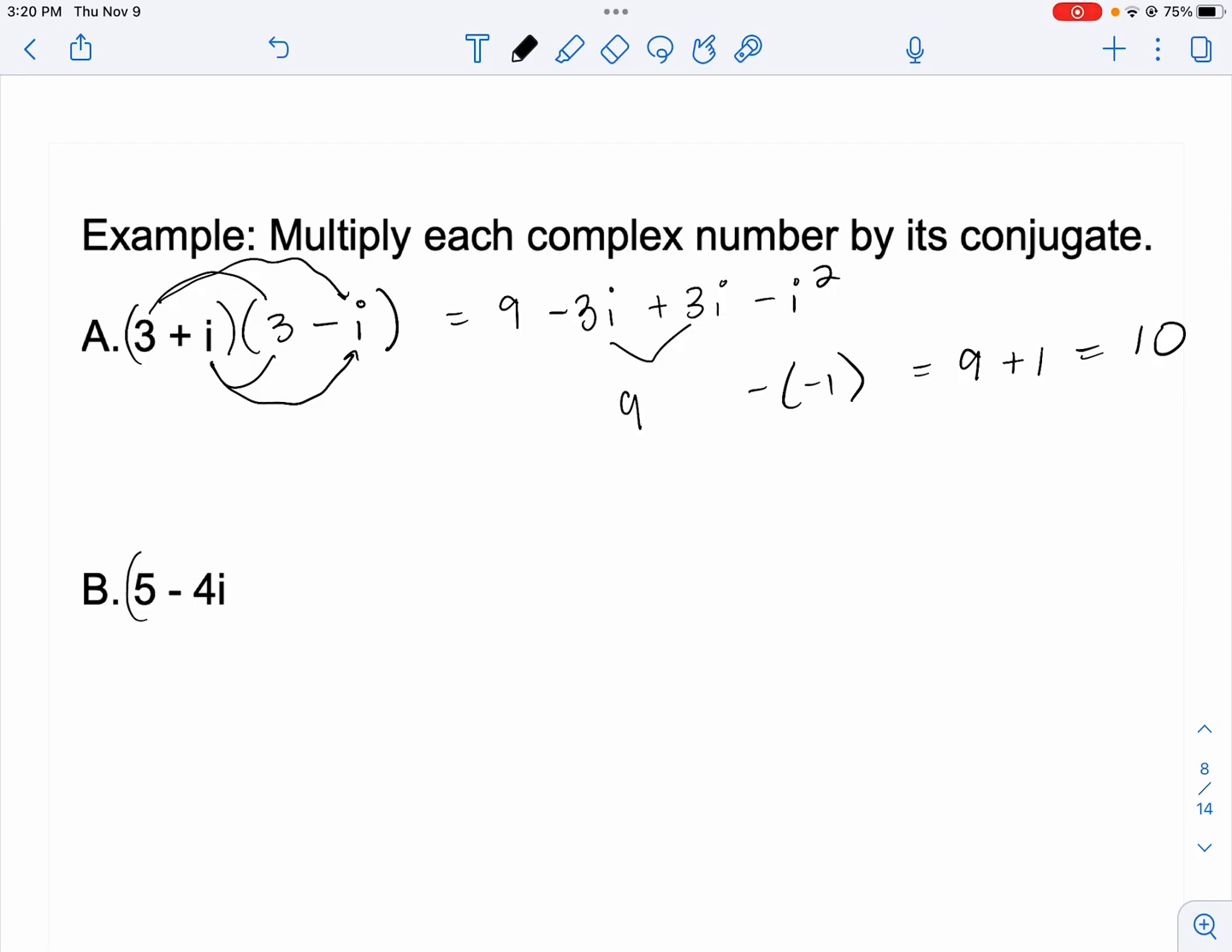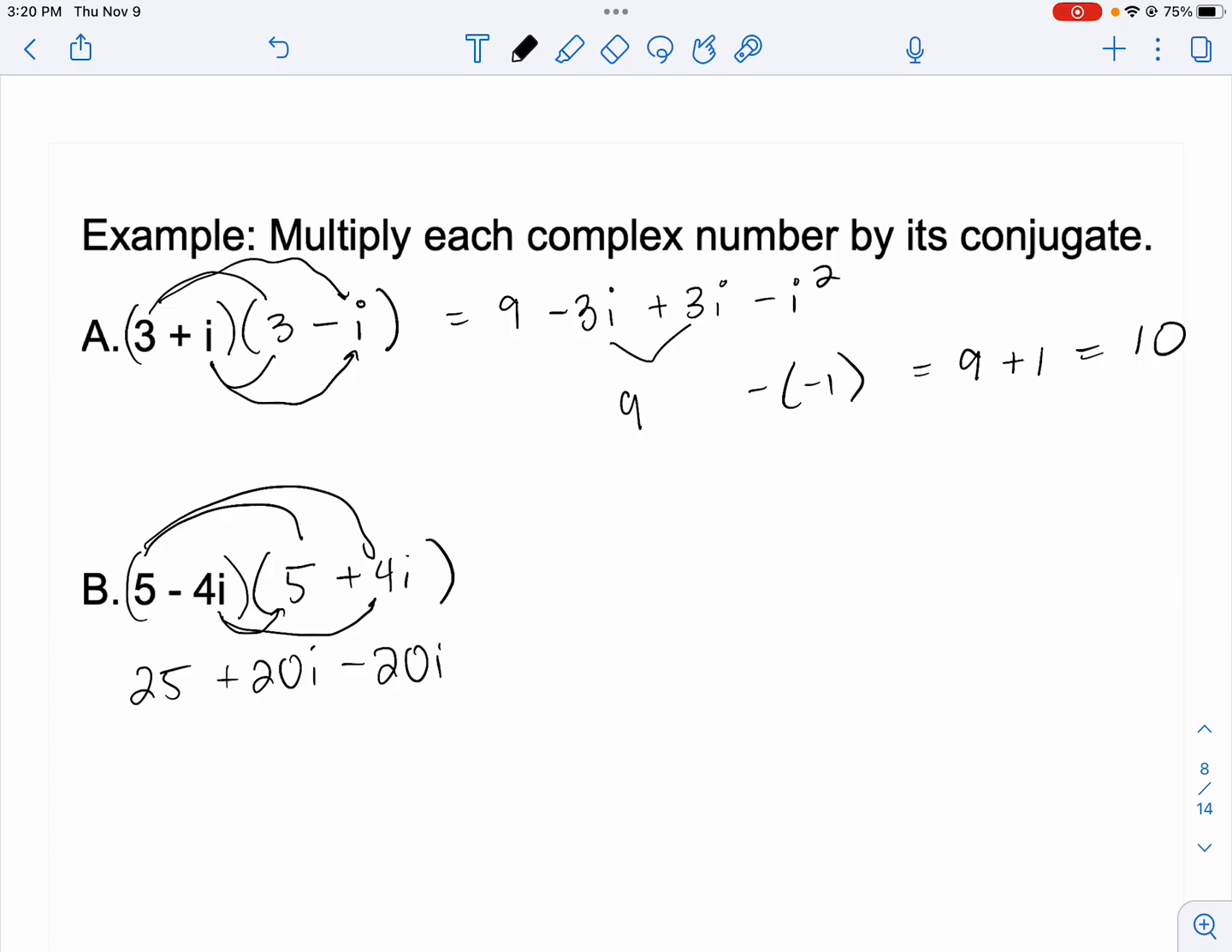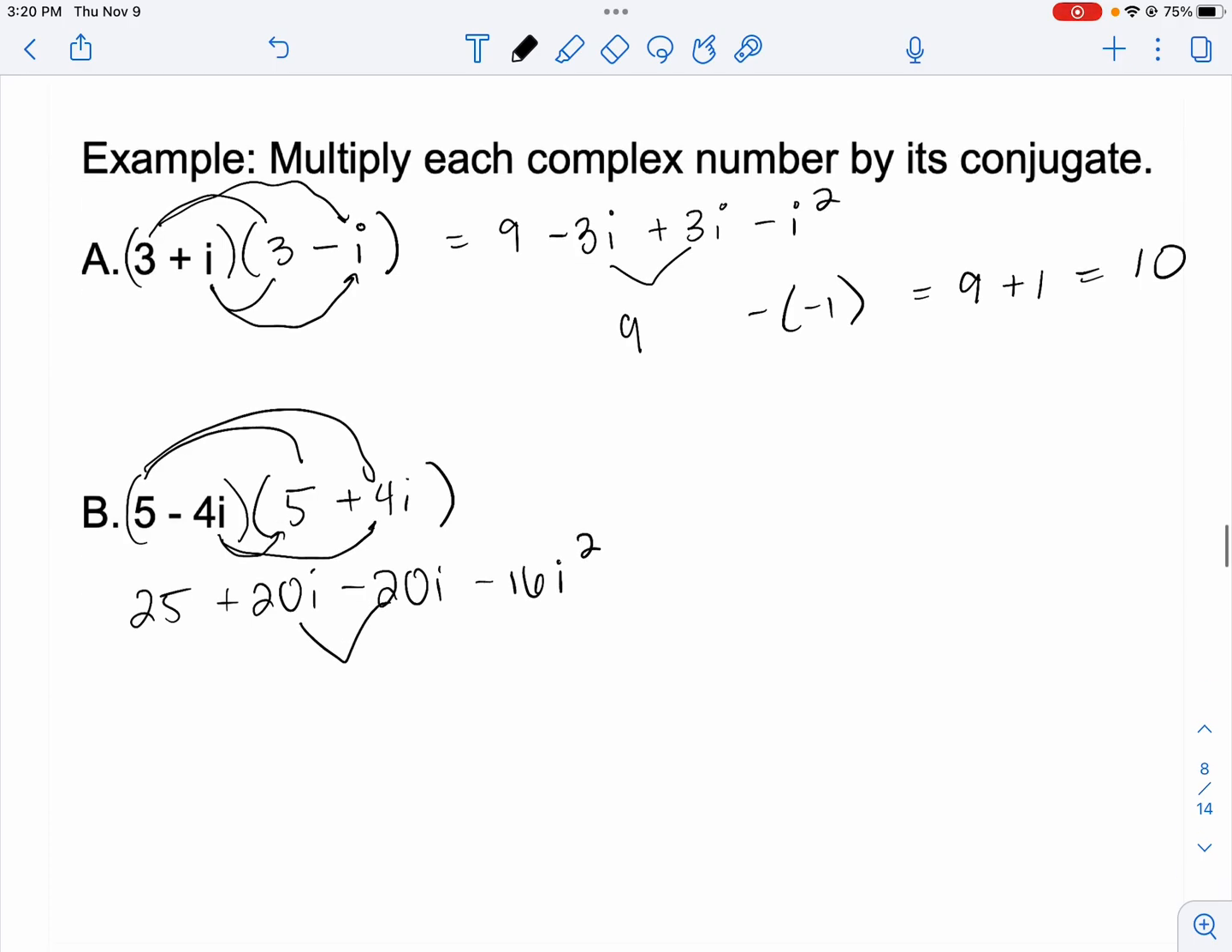Try another one. I'm going to multiply 5 minus 4i by its complex conjugate. The complex conjugate would be 5 plus 4i. 5 times 5 is 25. 5 times 4i is 20i. Negative 4i times 5 is negative 20i. And negative 4i times 4i is minus 4 squared, 16, and i squared. Those are 0. Negative 16 times -1 and 25. So we have 25 plus 16, which is 41.